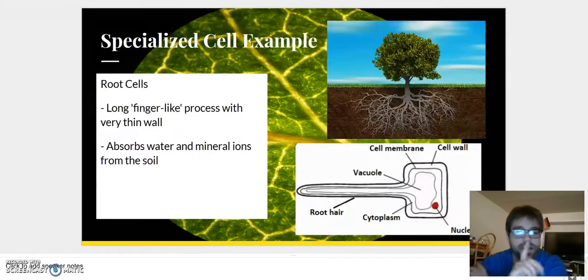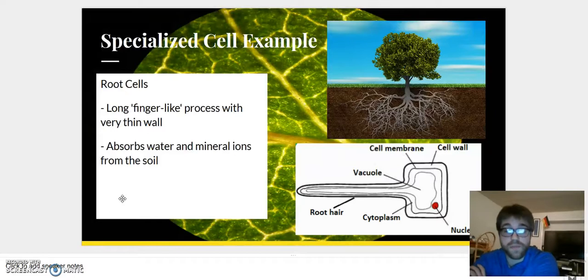And finally, we've got a root cell. They have long and finger-like processes. They use them to absorb water and minerals from the soil. They don't only use them to absorb, though. The reason why they have these long finger-like processes is to have a larger surface area. This larger surface area allows them to absorb more water. So they have this finger-like process to be able to suck in more minerals and more water because it allows them to have a bigger surface area.